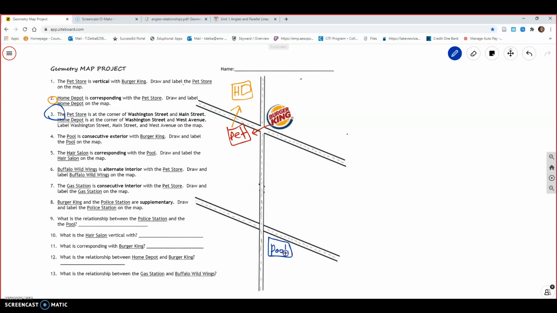Yes. Okay. So right now I just put the pool as consecutive, hold on, let's go back and read, consecutive exterior, which means it's outside of the two parallel lines and it's outside the transversal. So I'm going to color that in blue. We didn't do number 3 yet, so you didn't miss number 3 or anything.